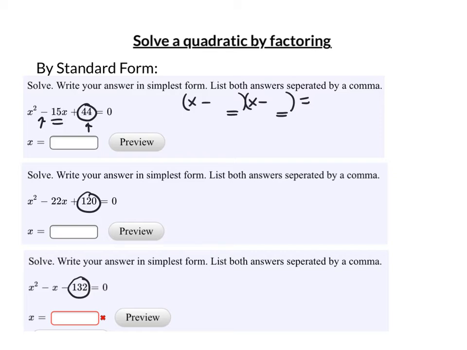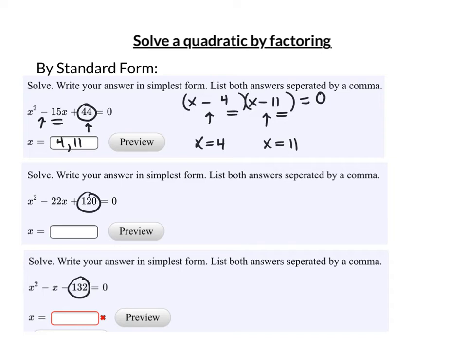I think I can do this in my head. This would be 4 times 11 is 44. And notice that 4 and 11, negative 4 and negative 11 actually, add to negative 15. And then just like the last few we've done, we can look and see the answer. What do I plug in for x that creates 0? Well, that would be 4. 4 minus 4 is 0. What do I put in for x here that creates 0? That would be 11, because 11 minus 11 is 0. So my answers are 4 and 11.